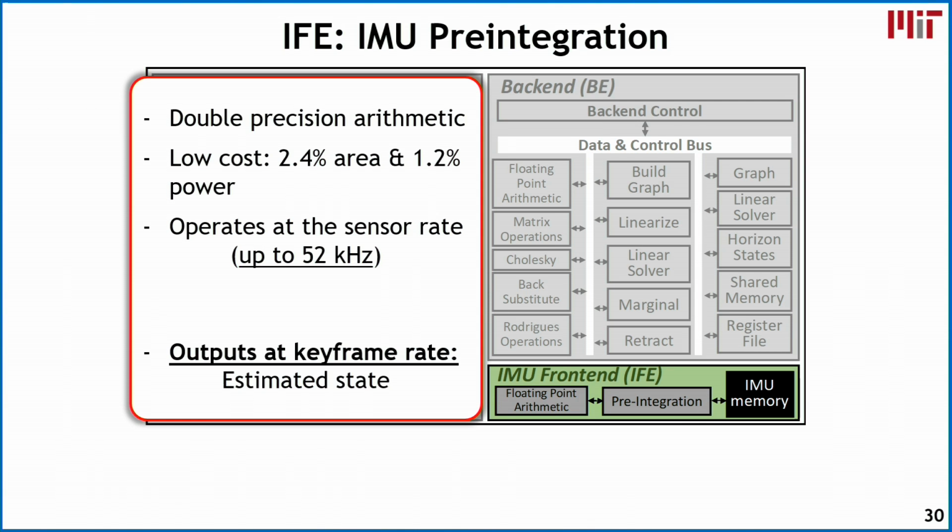The other module that we have is the IMU front end, which performs pre-integration. Here, we're operating at double precision arithmetic. It's actually quite low cost. It's only about 2.4% of the total area and 1.2% of the overall power. Again, we're operating at the sensor rate here, so it can operate up to 52 kilohertz. And here, it's generating an estimated state every keyframe again.